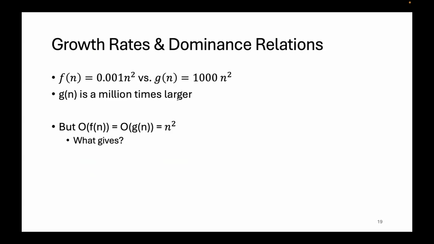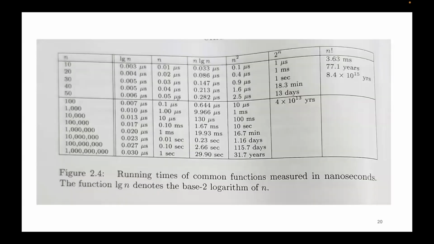They both have the same worst case upper bound. So this may be a kind of sticking point of what gives. They're going to grow at different rates.